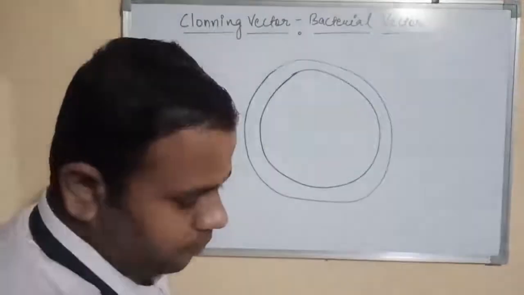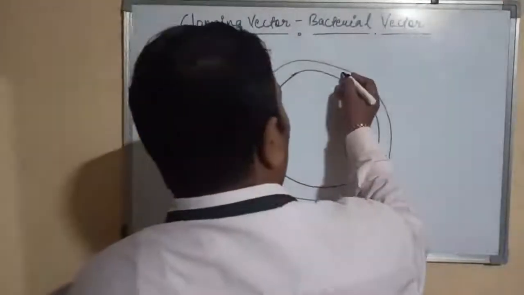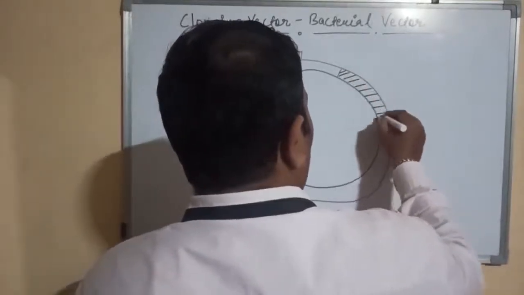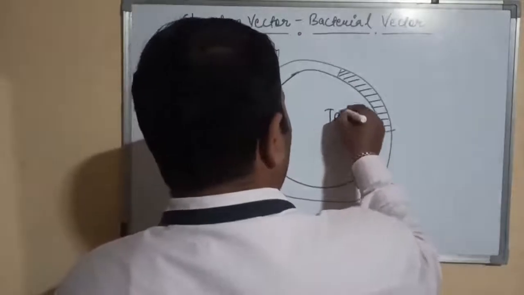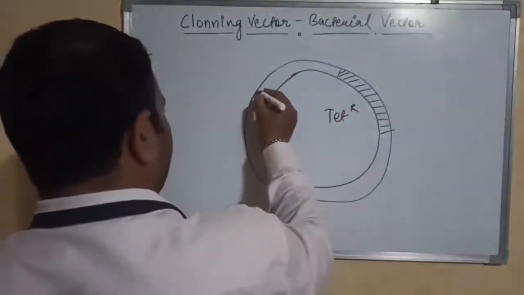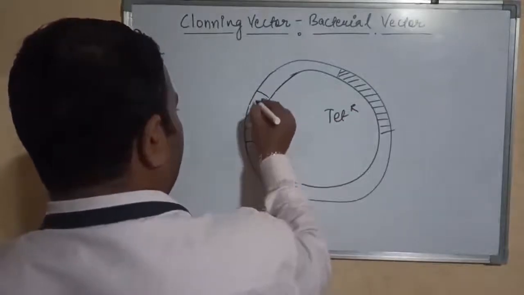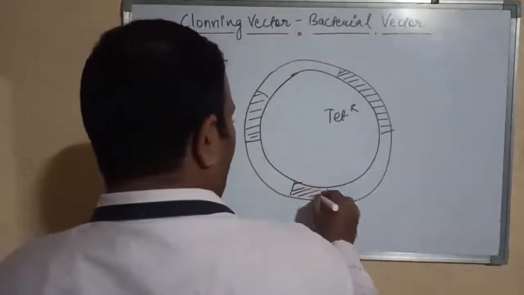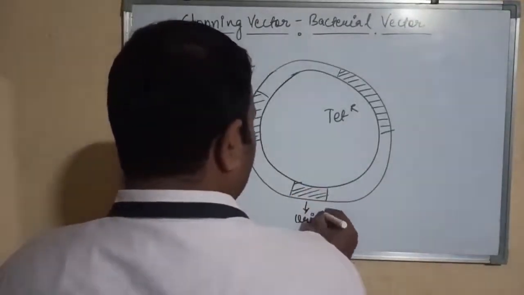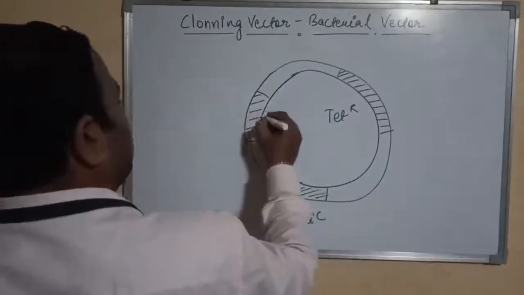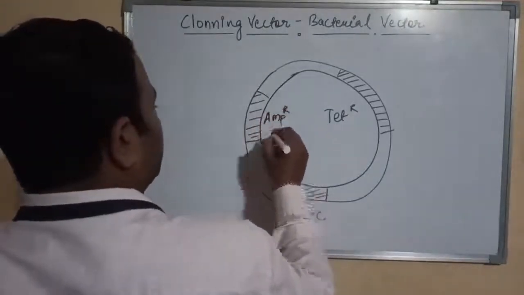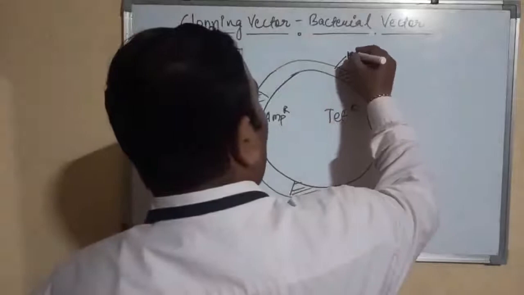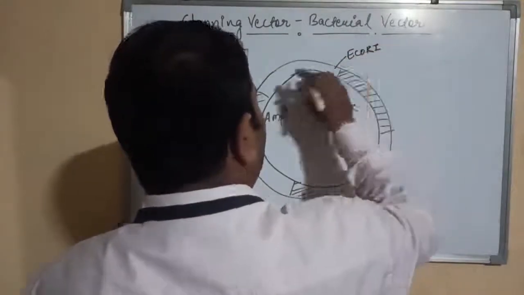There is a presence of ampicillin resistance gene and tetracycline resistance gene in this plasmid, and there is the presence of ORIC site. This is the ORIC site that is taken from the E. coli ColE1 replication system. This is the ampicillin resistance gene. This is the tetracycline resistance gene. There is a presence of various restriction enzyme sites all over the plasmid.